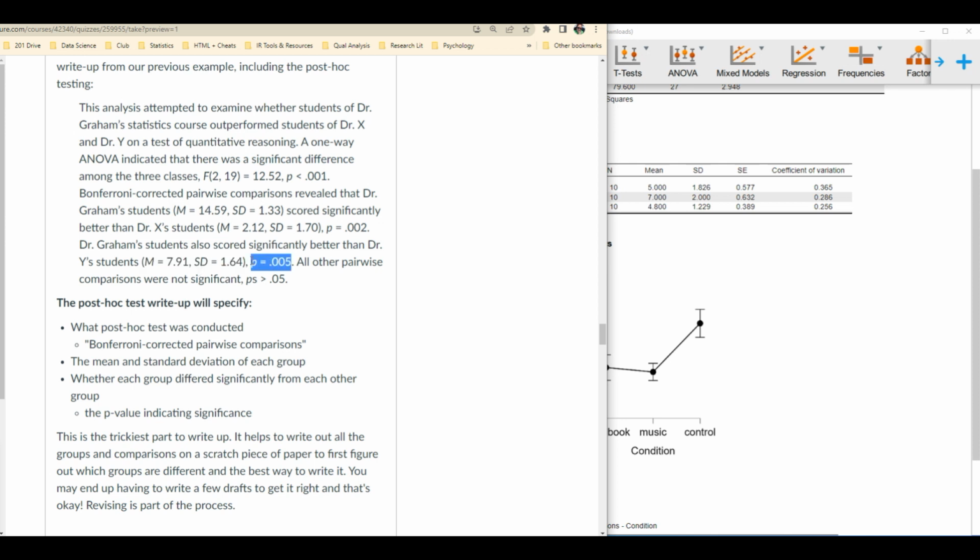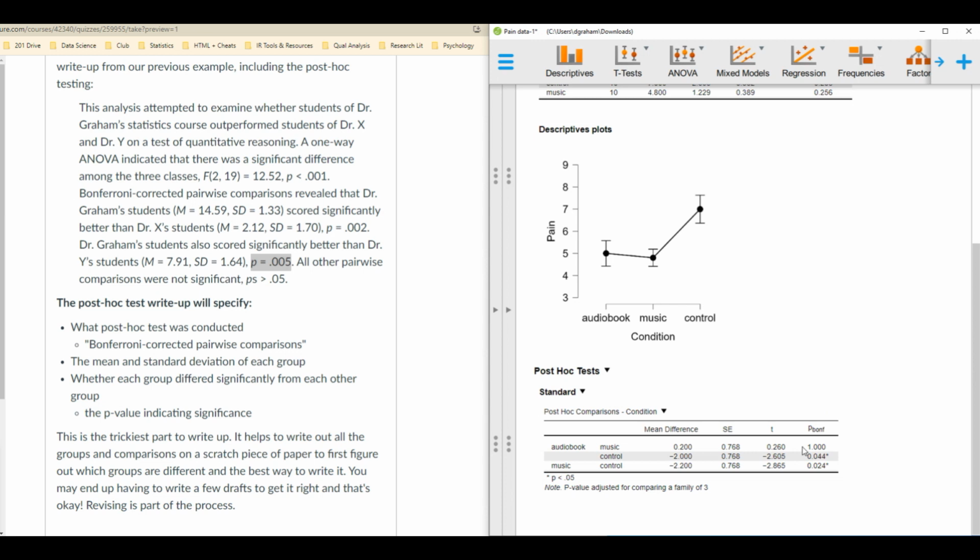This particular p-value corresponds to the comparison of group 1 versus group 3, right? Because we have multiple p-values that we get in our post hoc result table.